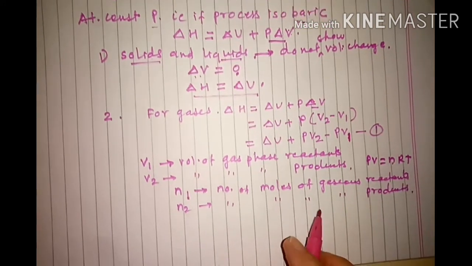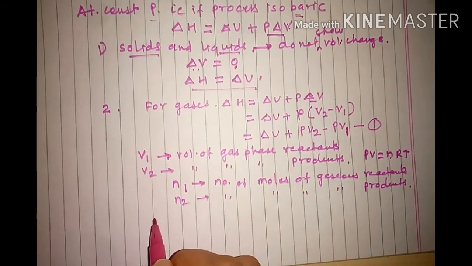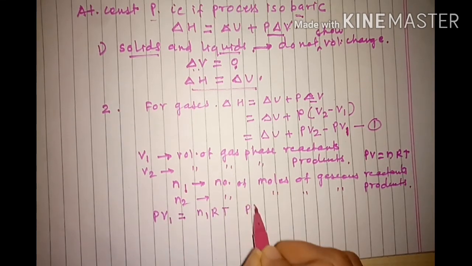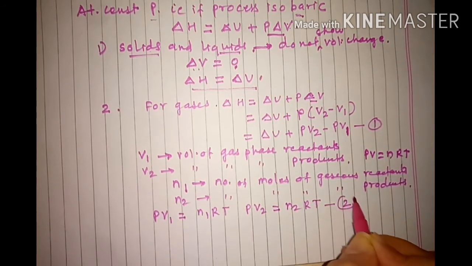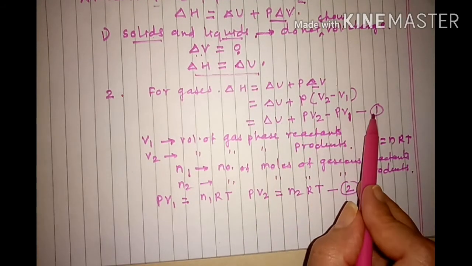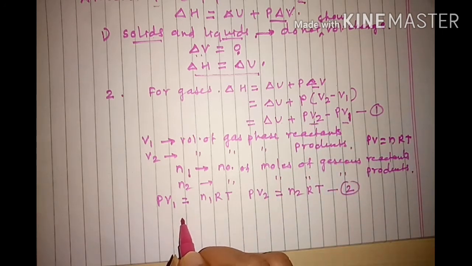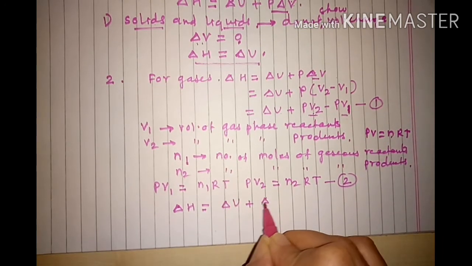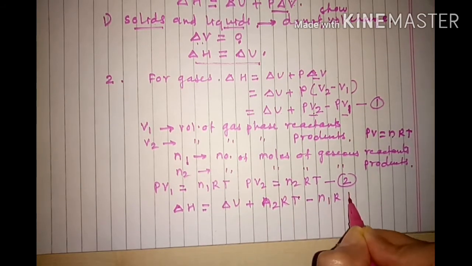Now when you apply PV equals nRT to this equation, you will get PV1 equals n1RT and PV2 equals n2RT. This would be your equation number 2. Now substituting equation number 2 in equation 1, we have got this equation as equation 1. So substitute the values of PV2 and PV1 in this equation. You'll get delta H equal to delta U plus n2RT minus n1RT.